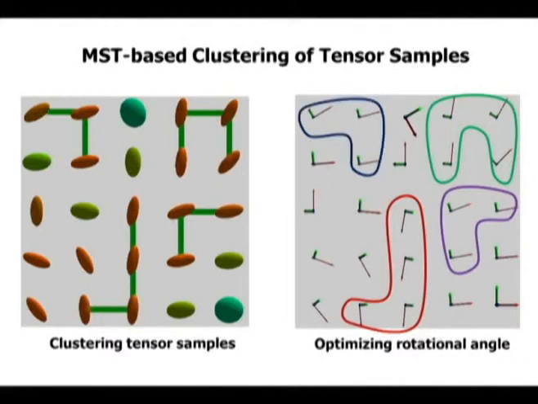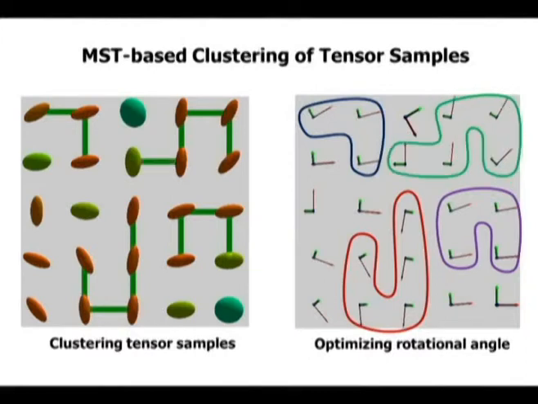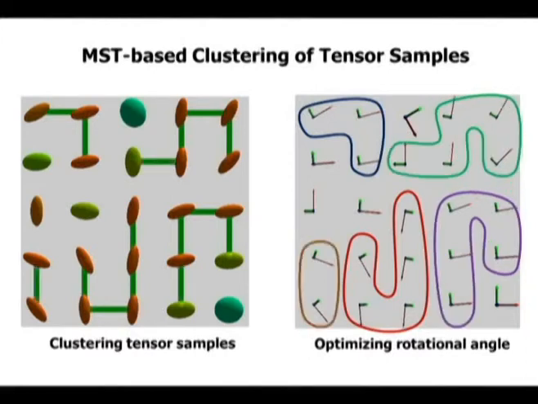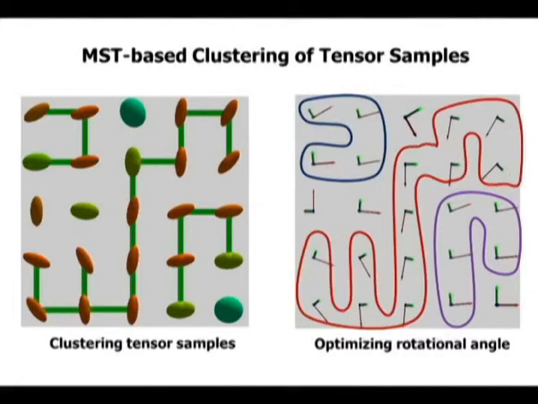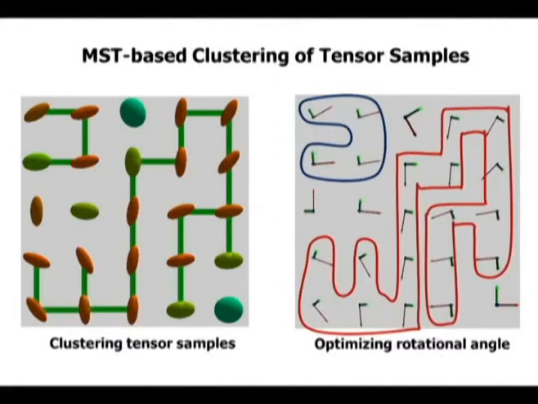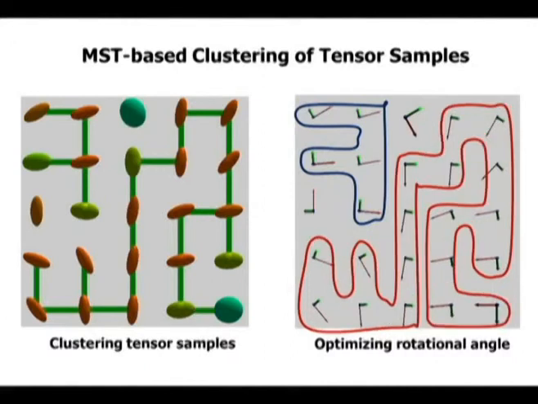Note that when connecting a new tensor sample to the existing cluster, we adjust the direction of the corresponding eigenvectors so that rotational angle with the neighboring tensor samples becomes less than 90 degrees, as shown on the right. We continue this process until all the tensor samples are merged into one cluster.